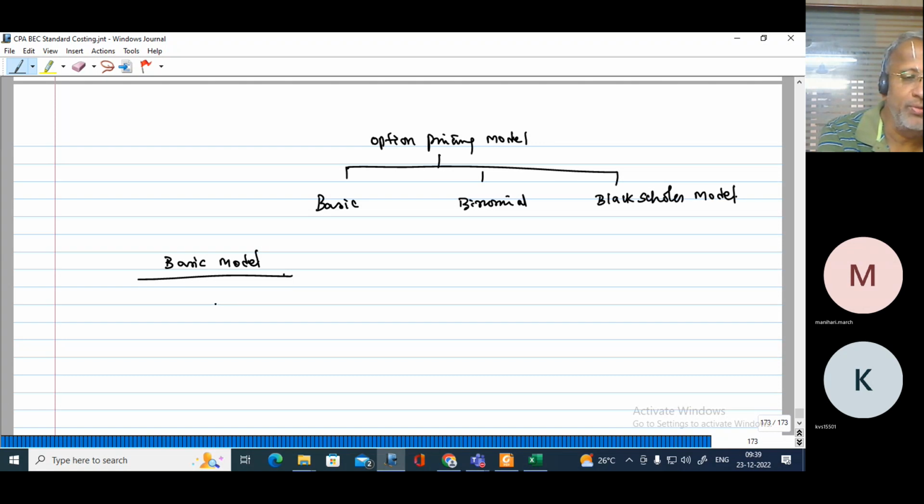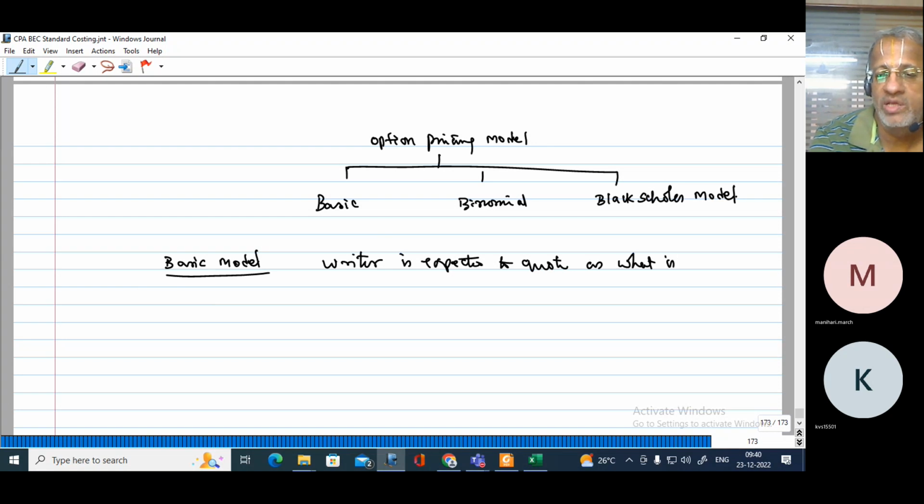See, now let me put it this way. In the option pricing model, under the basic model, the writer is expected to quote what is the correct or right or legitimate premium amount.